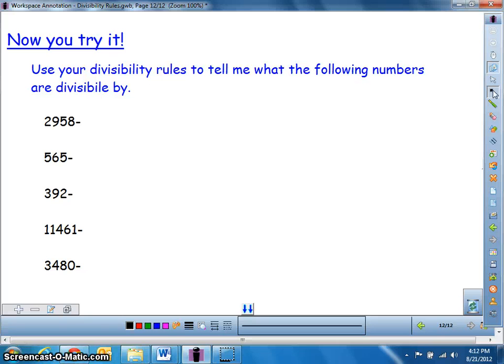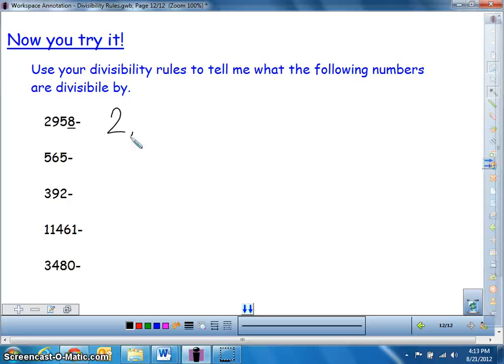2,958. Is it divisible by 2? Well, this last digit is an 8. Therefore, I know it's even, so yes, it's going to be divisible by 2. I'm just going to write a 2 there. Then I'm going to go on to the next one. 3. How do I figure out 3? Oh yeah, I've got to add up all the numbers and see if that number is divisible by 3.